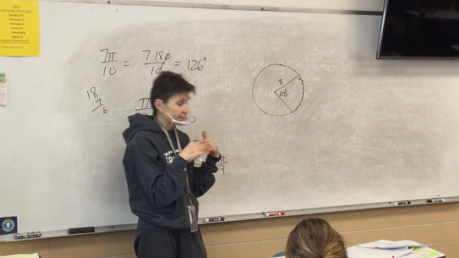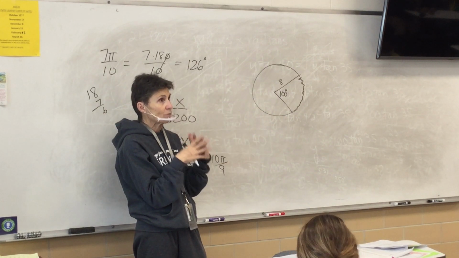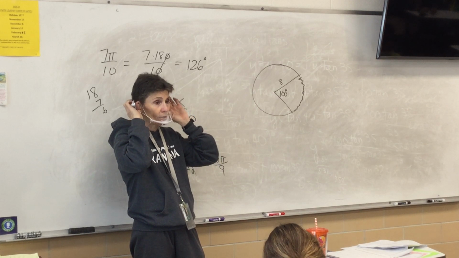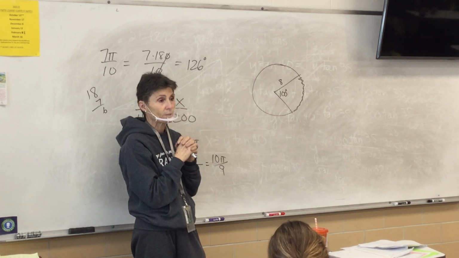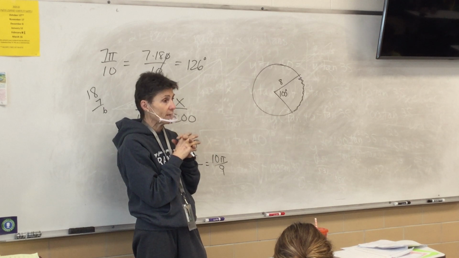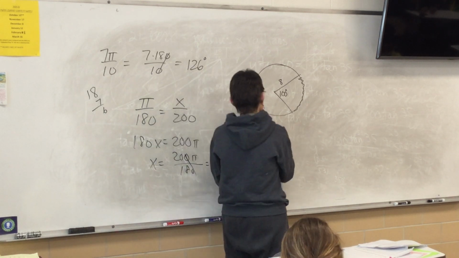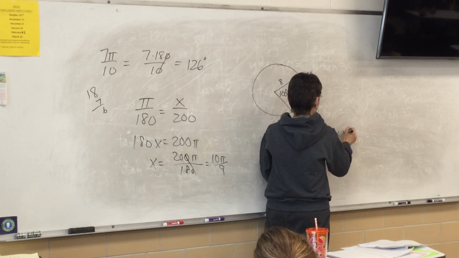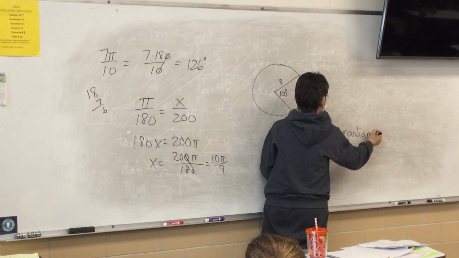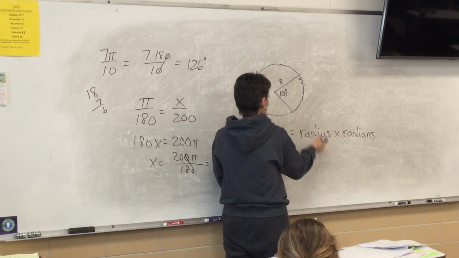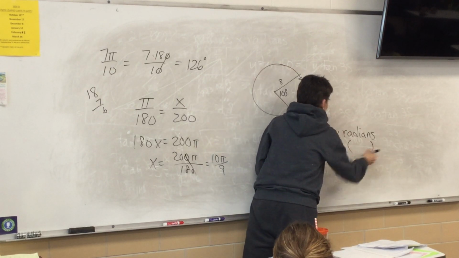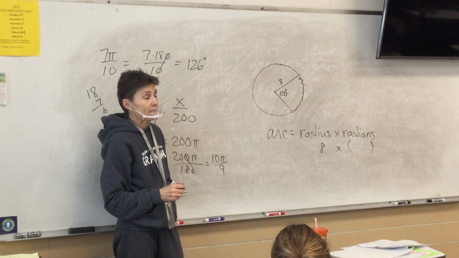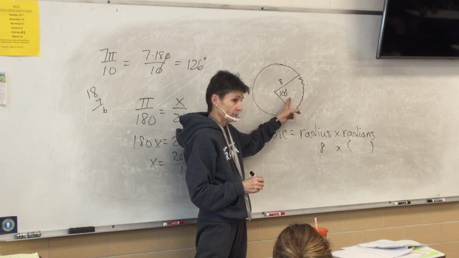Now, when we say find the measure of the arc, something should pop into your head. Arc length is radius times radians. Now, what's the matter? We have degrees, and we need radians. We know the radius is 8, that's good. But we need the radian measure. We have the degree measure.